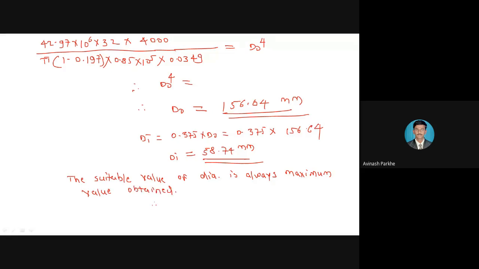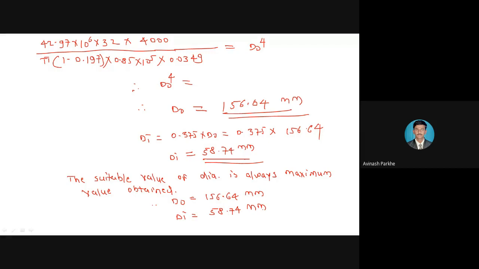Therefore, once again, I will write DO is equal to 156.64 mm and DI is equal to 58.74 mm. So this is your final answer.